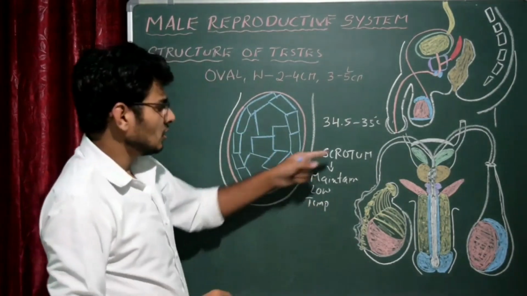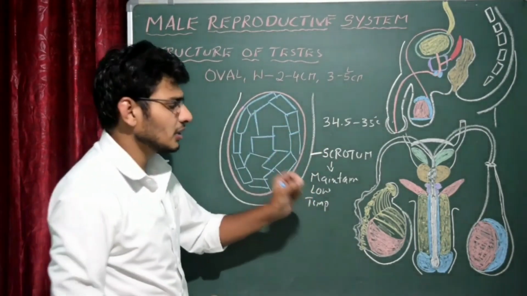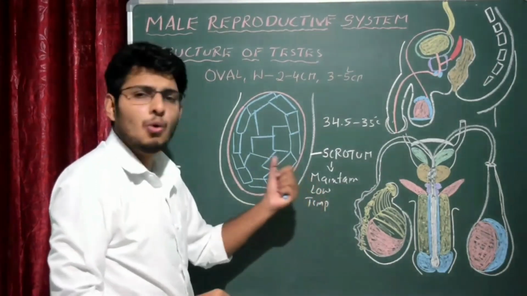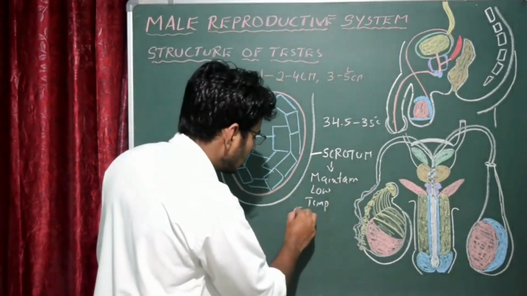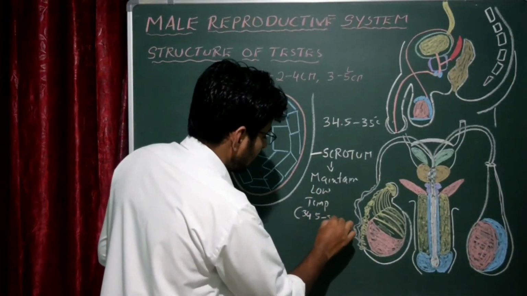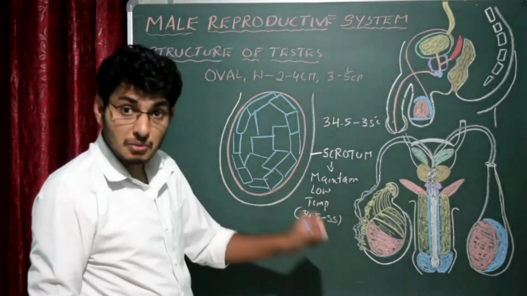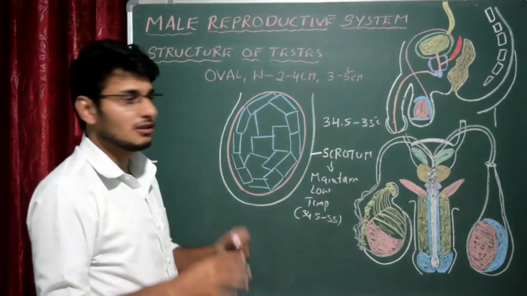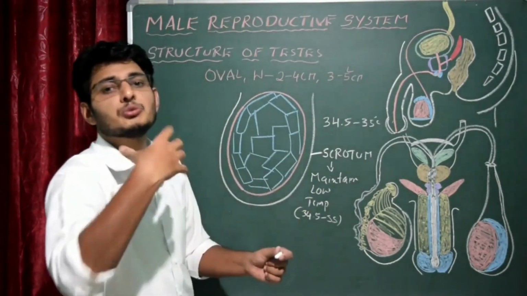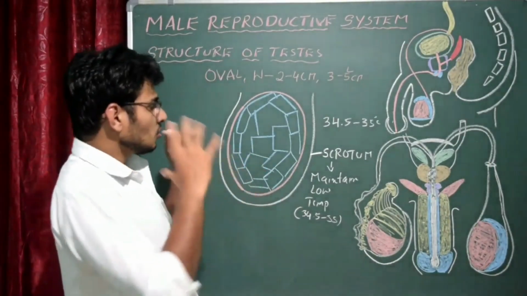Very important. You will get this question: what is the function of the scrotum? The scrotum helps to maintain the low temperature. In the bracket you can also write that the temperature is around 34.5 to 35 degrees Celsius, necessary for spermatogenesis. Remember it, very important. That is why the scrotum is situated outside, so that it can regulate the temperature. Okay, so that is one thing.